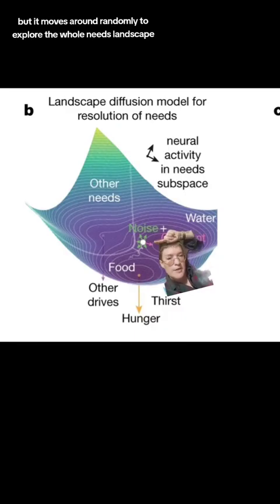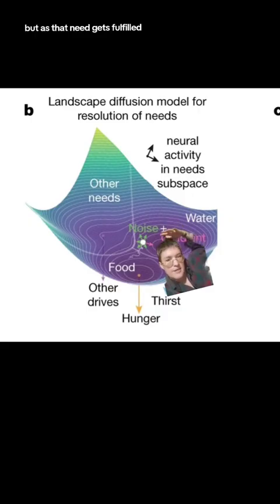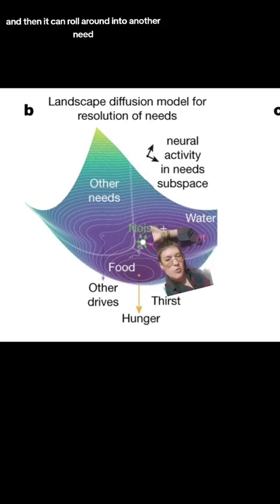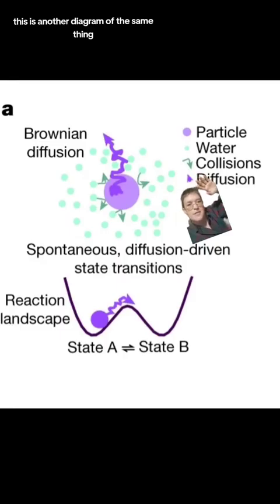But it moves around randomly to explore the whole needs landscape, but it's going to have a preference for where those valleys are deepest. But as that need gets fulfilled, the valley becomes less deep, and then it can roll around into another need. This is another diagram of the same thing, except in 2D.